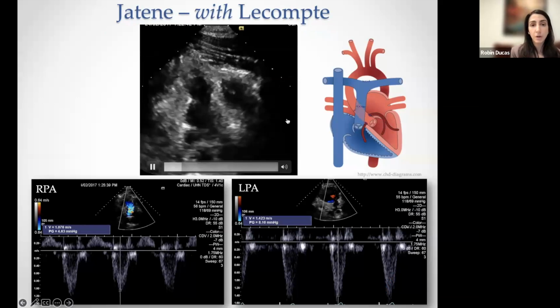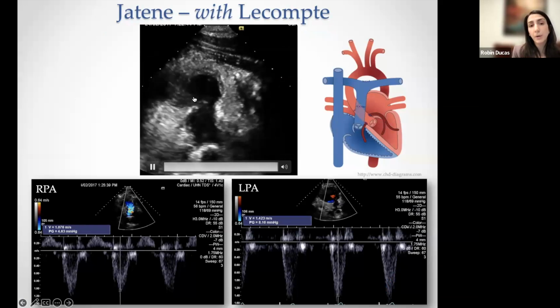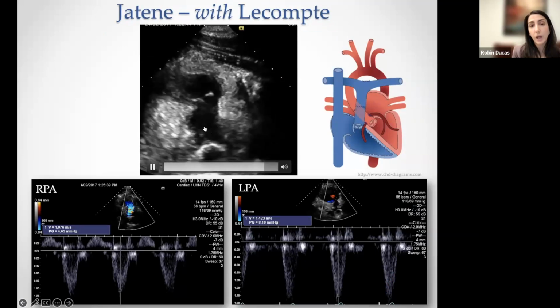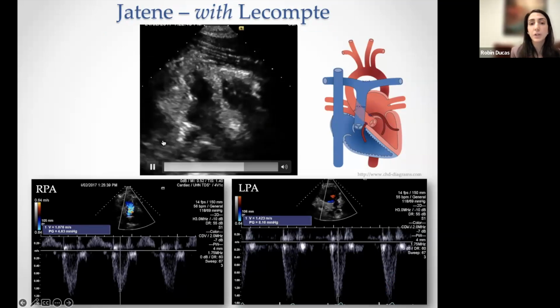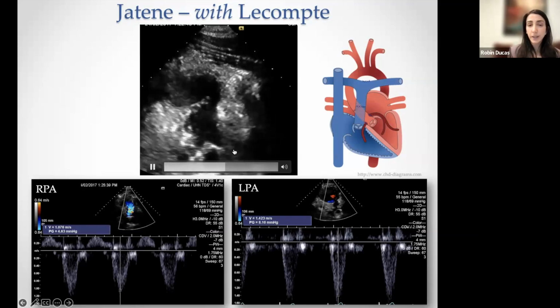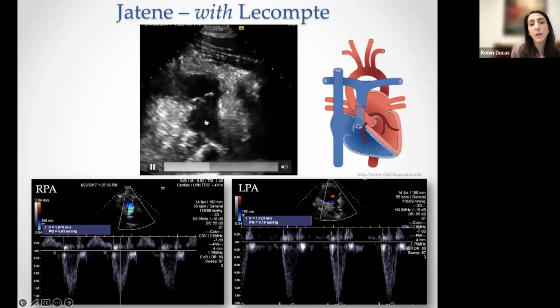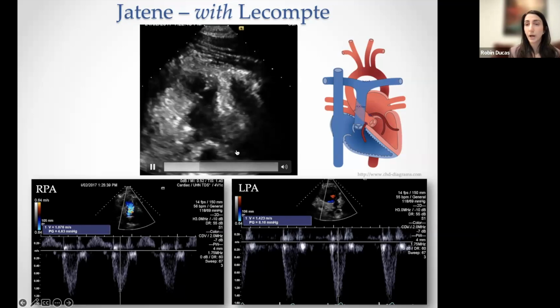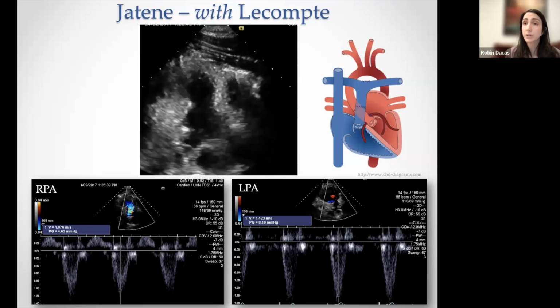In this view, this is an RV outflow view. We can appreciate the pulmonary valve and the main pulmonary artery. What you see here that's different in the Lecompte maneuver than in normal anatomy is that your branch PAs are essentially hugging the aorta. This is the aorta, the circular structure here, and you have your RPA and your LPA going on either side of it. This is an area where you can get branch pulmonary artery stenosis.